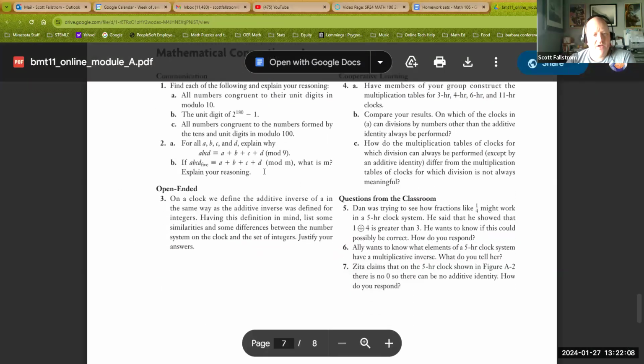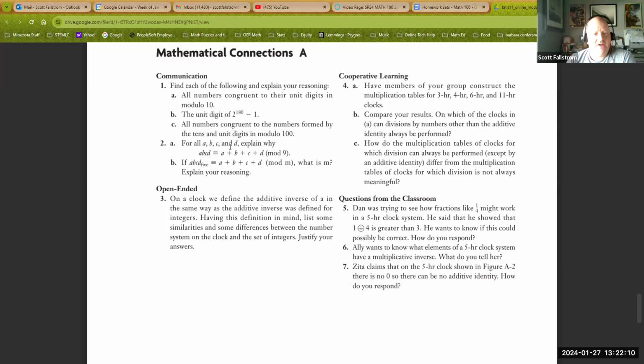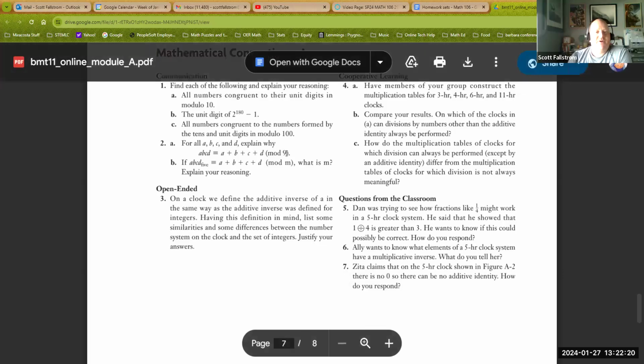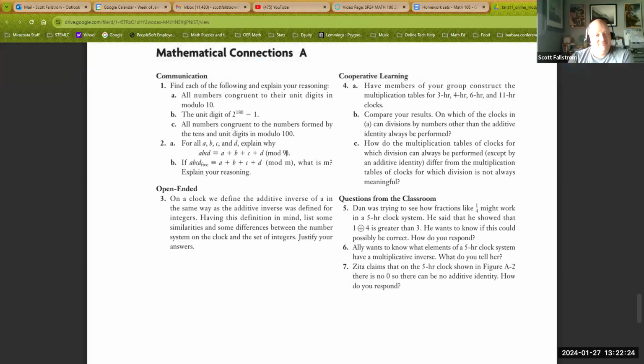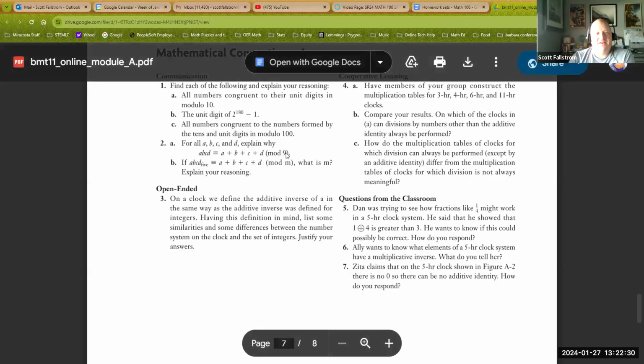So not a ton. Question 2 says, for all A, B, C, and D, explain why ABCD as a number is equal to A plus B plus C plus D mod 9. And then if we're in base 5, it will equal A plus B plus C plus D mod something. So we're trying to make a nice connection there between the number bases we've seen before and the division that we're encountering now.